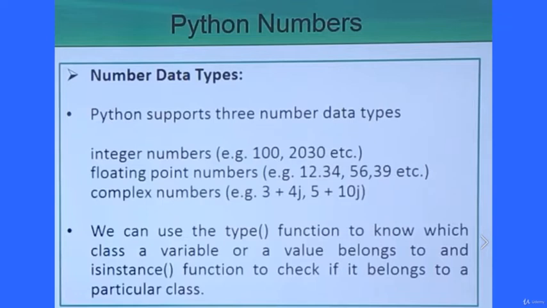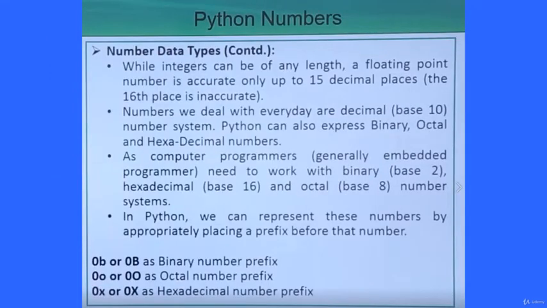We can use the type function to know which class a variable or a value belongs to, and the isinstance function to check whether it belongs to a particular class or not. So we have two functions. One is type, which will tell the type, and another one is isinstance, which will tell whether this particular variable is of that type or not. While integers can be of any length, a floating point number is accurate only up to 15 decimal places. That is, the 16th decimal place will be incorrect. So that is the precision we have for the floating point number, but integers can be of any length.